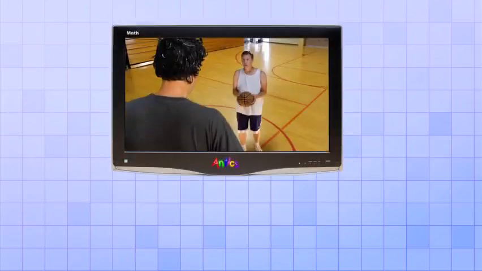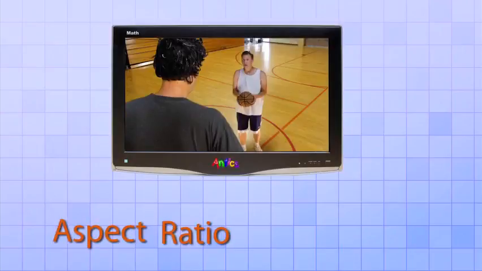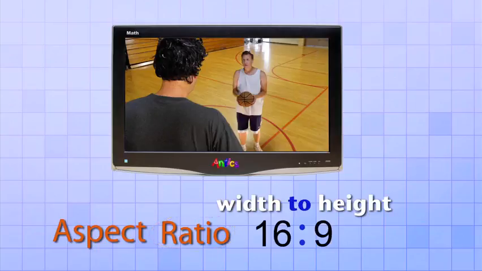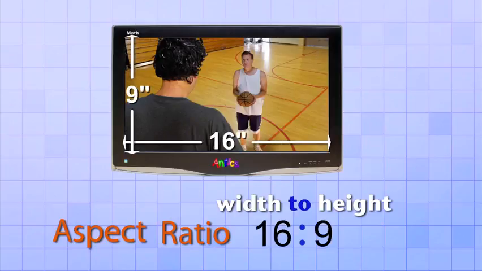Or, what about your TV screen or your computer monitor? Have you ever heard someone say that the size or aspect ratio is 16 to 9? 16 to 9 is the ratio of the screen's width to its height. So if the screen is 16 inches wide then its height would be 9 inches tall.